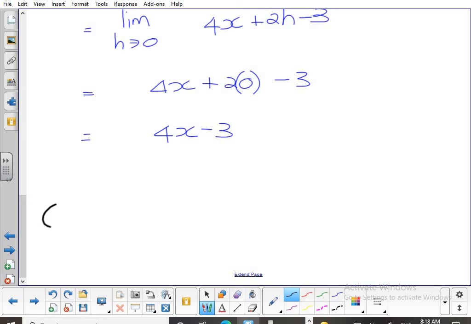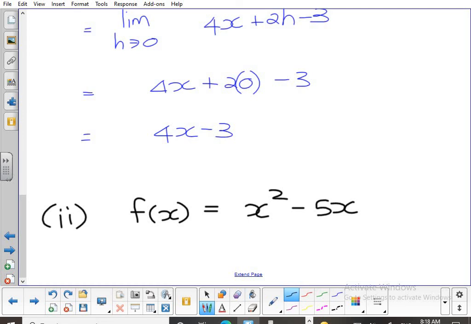Okay, so I give you example number 2. I give you f of x is equal to x squared minus 5x. And I ask you to please find the first derivative by making use of first principles. I can already tell you the answer is going to be 2x minus 5. That's going to be the answer. That's what you need to get.